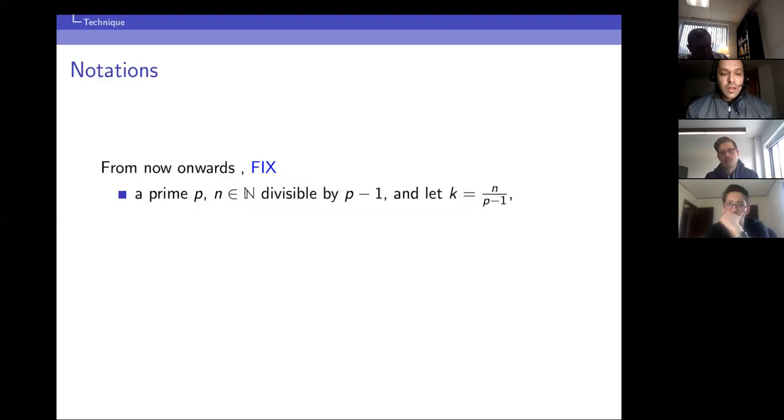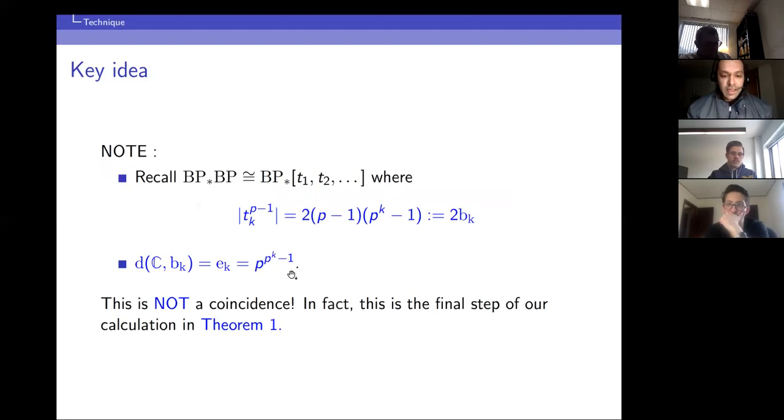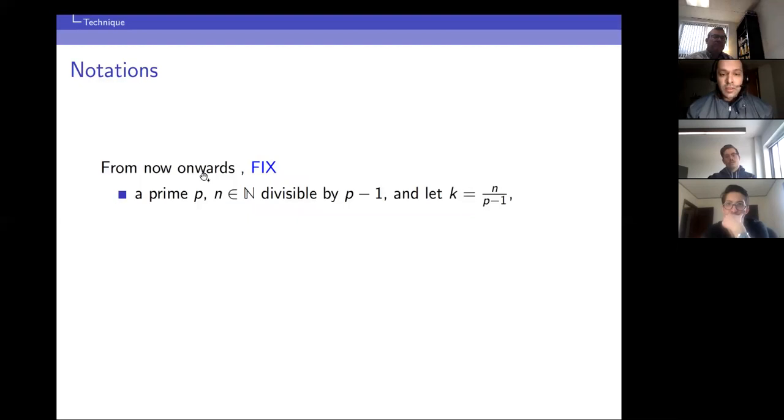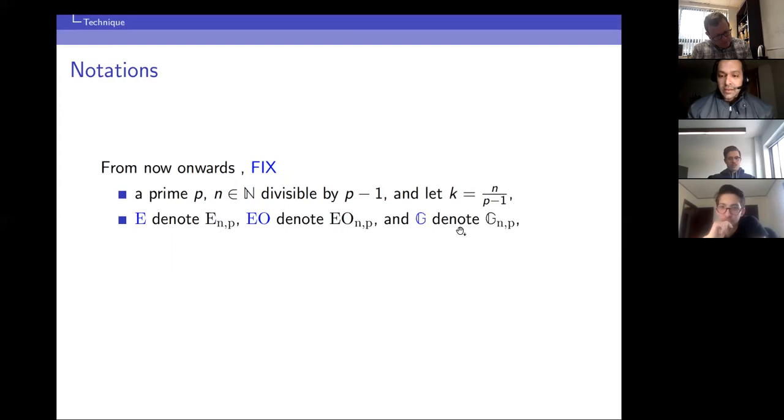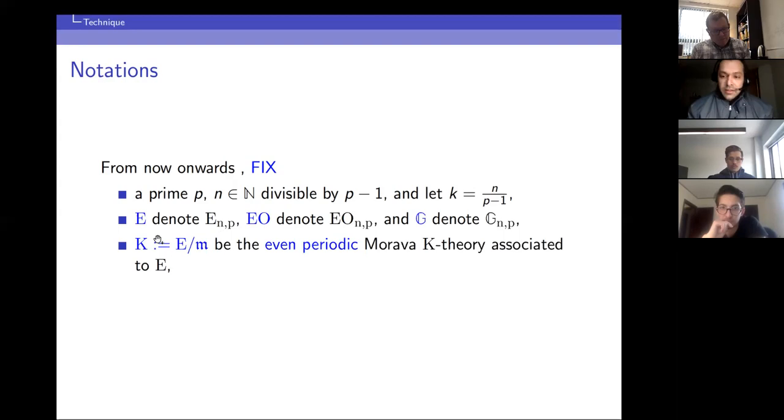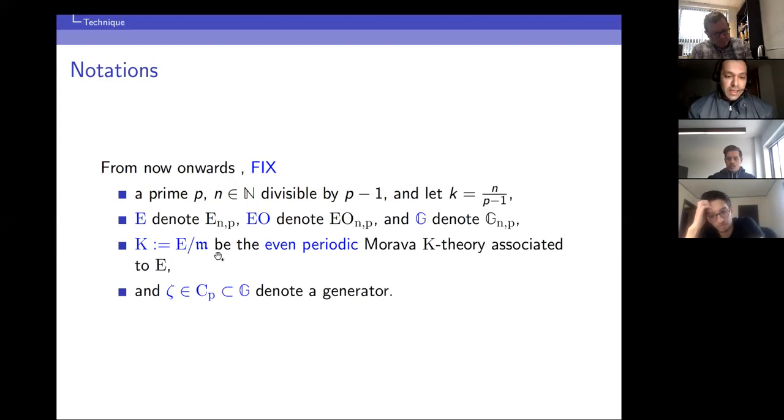Okay, so I'm going to go deep into this connection that I just mentioned. Why do we get that? Well, from now onwards, just fix a prime p and a height n, and let k be the quotient n divided by p minus 1. Let's remove the burden of carrying the indices around because we have fixed all these numbers. So EB, ENP, EOB, EONP, and G denote the Big Morava stabilizer group. Let K be the associated Morava K theory, which we can obtain by quotienting out by the maximal ideal of the homotopy group of E. I'm going to elaborate on that a little later. It's a periodic theory. Let zeta be the generator of the cyclic group of order p living inside the Big Morava stabilizer group.